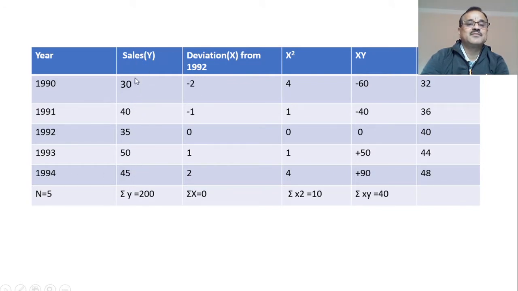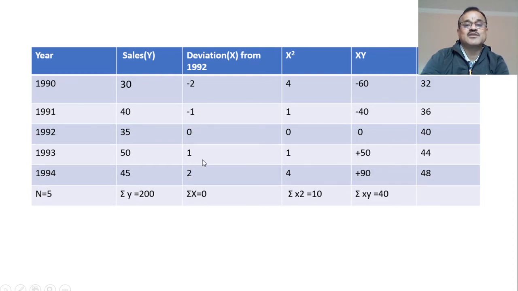When you add all this, the summation of y is 200, and the years are 1, 2, 3, 4, 5, so n equals 5. For deviation, 1992 is the central value, the assumed year, and we subtract 1992 from each year. 1990 minus 1992 is minus 2, this is the x. 1991 minus 1992, minus 1. 1992 minus 1992, 0. 1993 minus 1992, plus 1. 1994 minus 1992, plus 2.